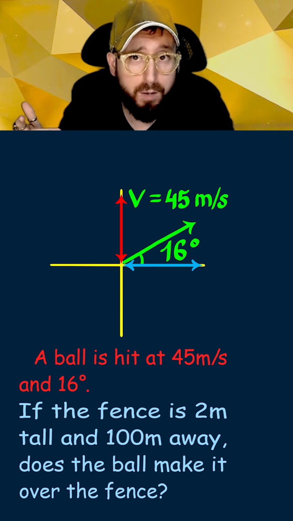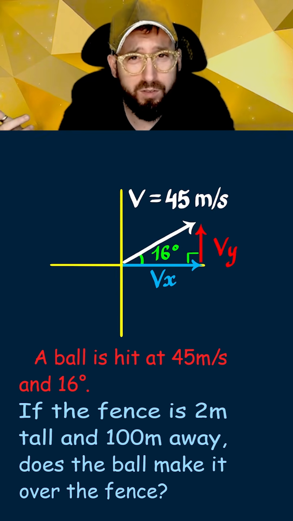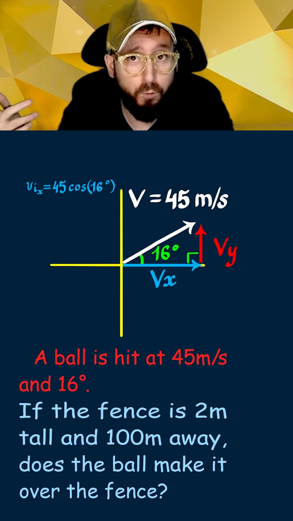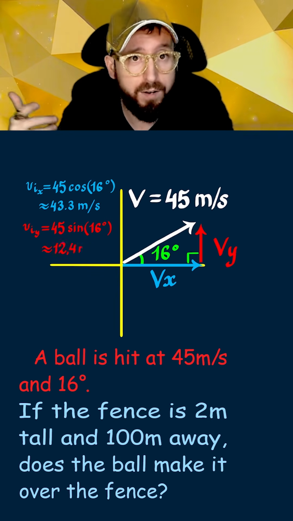The trick here is to break up the initial velocity into separate x and y components by making a right triangle and using trig functions. So here the initial velocity in the x direction is 45 cosine of 16 degrees, while the initial velocity in the y direction is 45 sine of 16 degrees.